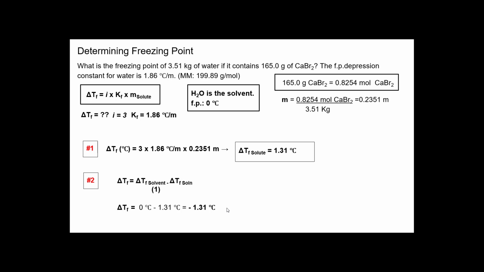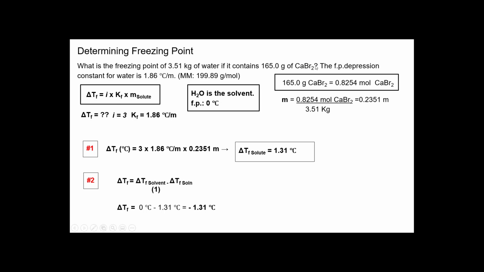Determining the freezing point. So what is the delta TF? What is the freezing point of 3.1 kilograms of water if it contains 165 grams of calcium bromide? The freezing point depression constant for water is 1.86, and then we have a molar mass. So again, pull out everything that you know.